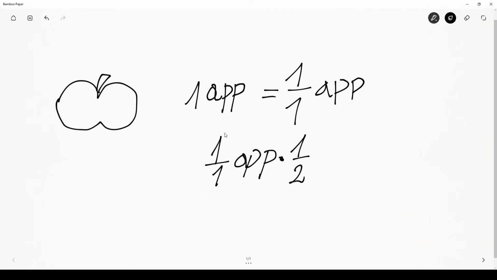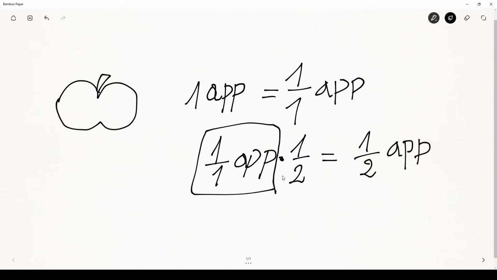There it is. Now we perform the multiplication. Numerator times numerator is equal to 1. Denominator times denominator is equal to 2. This is equal to half an apple. Okay, so this number said we had to take half of this other thing. So now we have half an apple.